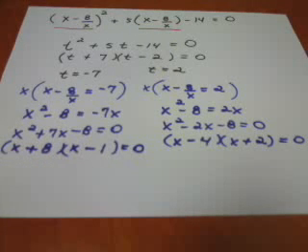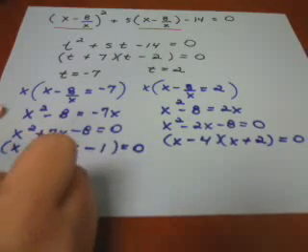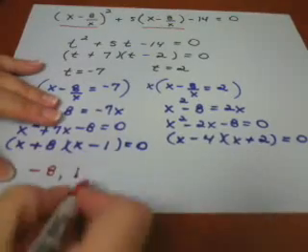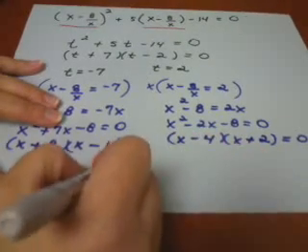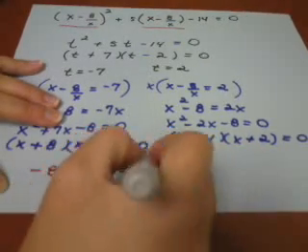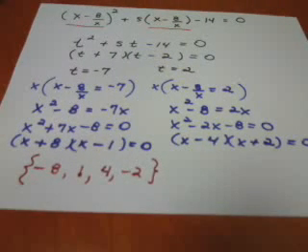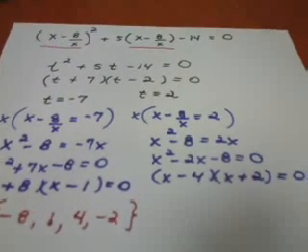Alright, once I get those factored forms, my answers are just when I set each part equal to 0. So I have negative 8 and positive 1 from these two over here. And then from over here I have positive 4 and negative 2. So this would be my solution set: negative 8, 1, 4, and negative 2. And you could take those numbers and plug them back into your original equation and see that they all work. This is an example of an equation in the quadratic form.